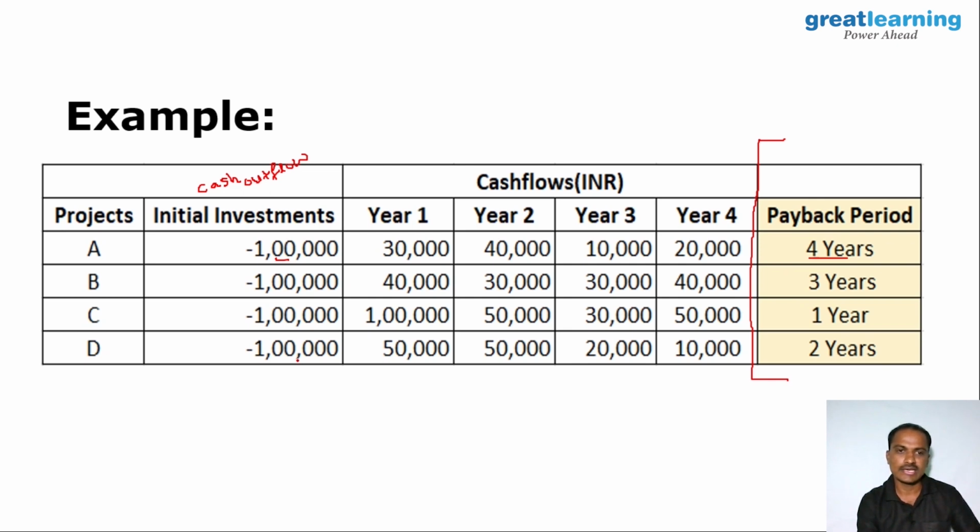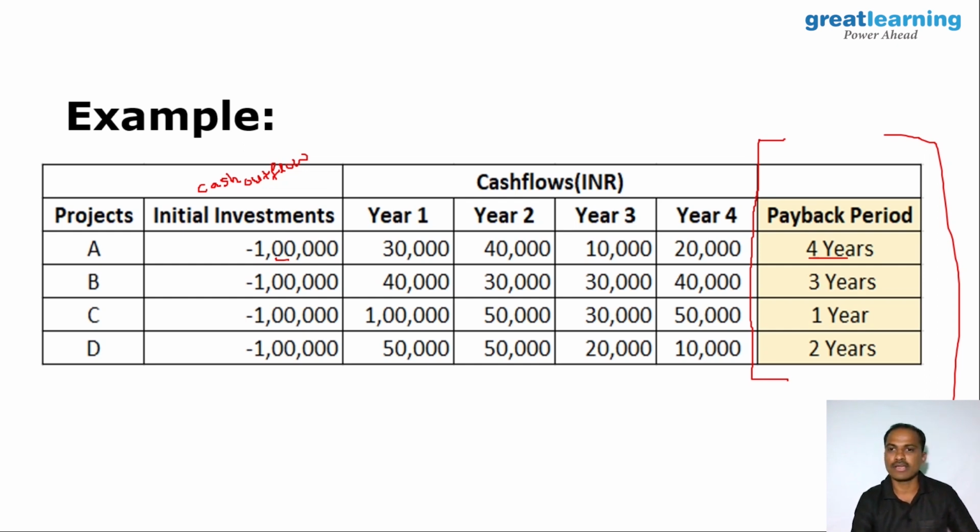Now, project D. Project D, initial investment was 1 lakh. Year 1, 50,000, 50,000, 20,000, 10,000. So in 2 years, the project is recovering 1 lakh. Okay, so it requires 2 years. Now, what we need to understand from payback period is how quickly the business is able to recover the initial cost.